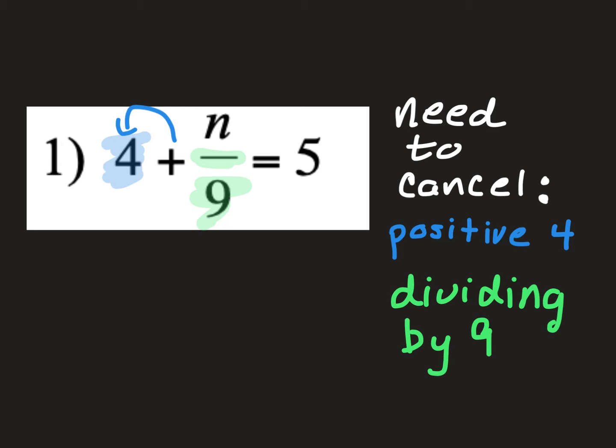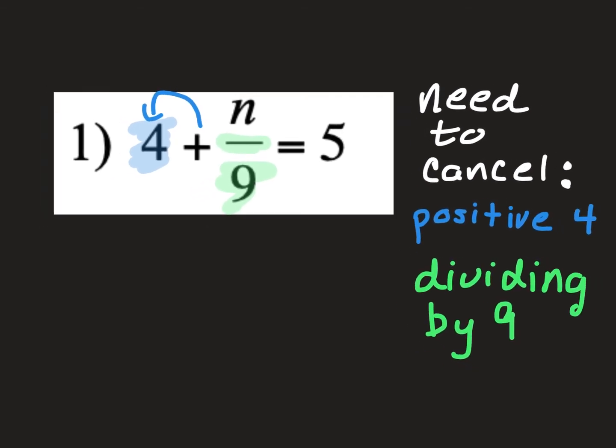Hey mathematicians, in problem number 1, there are two things that you need to cancel out. You need to cancel out that plus 4, and you need to cancel out dividing by 9. So it doesn't really matter which one you do first, but I'm going to cancel out the positive 4 first, just because I feel like that's a little bit easier.